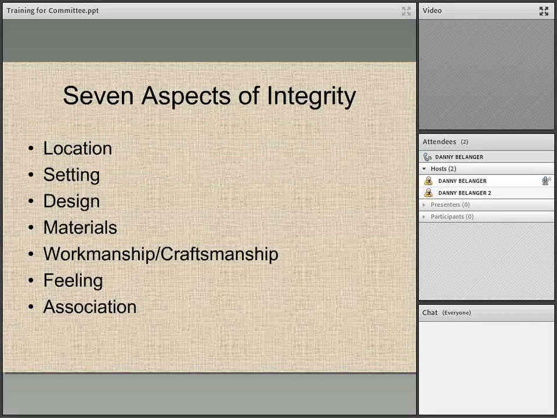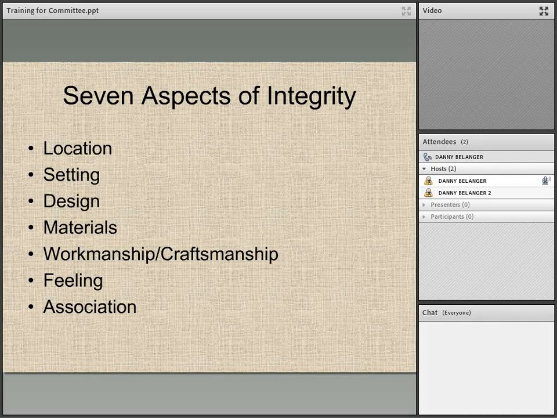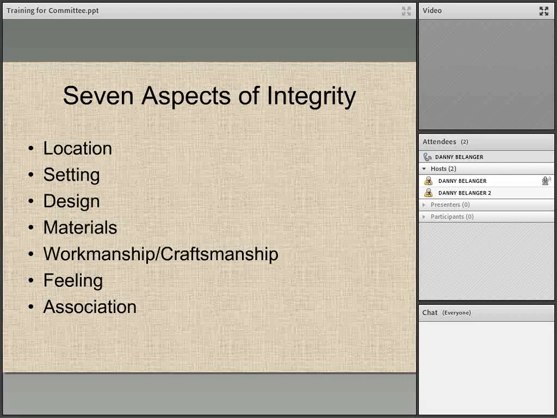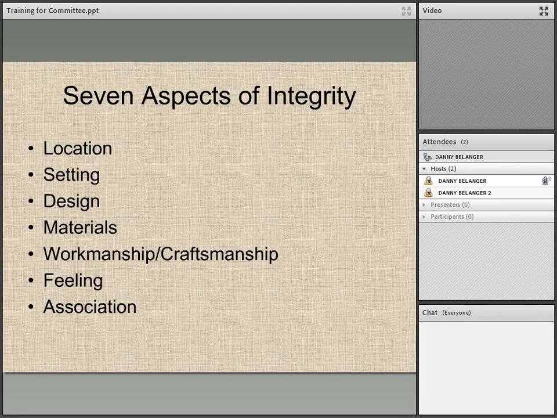There are 7 aspects of integrity: location, setting, design, materials, workmanship, feeling, and association. You do not have to have all 7 for a property to be eligible, but it must possess several, if not most, of the aspects of integrity in order to convey its significance.